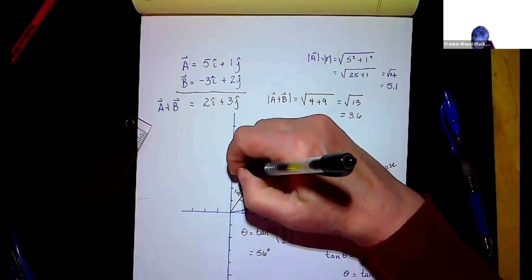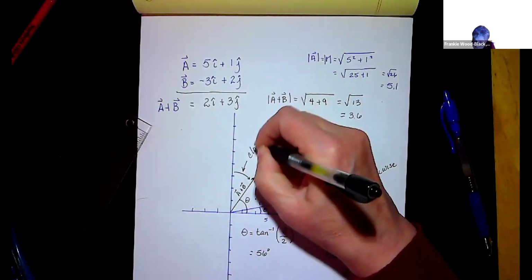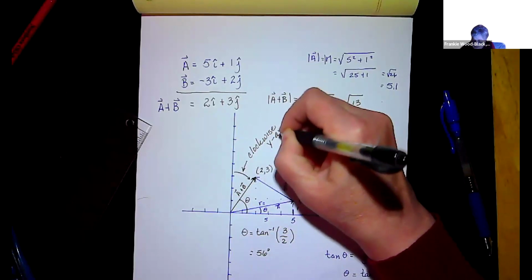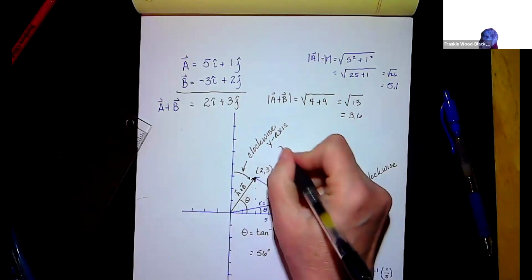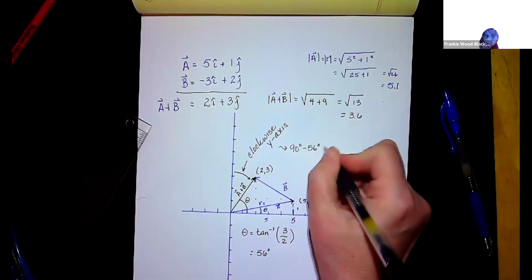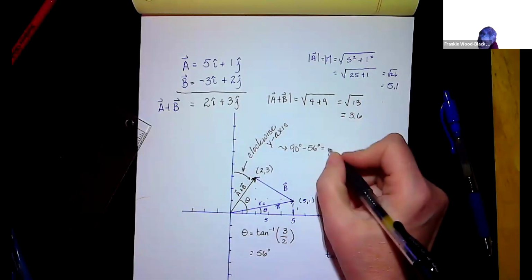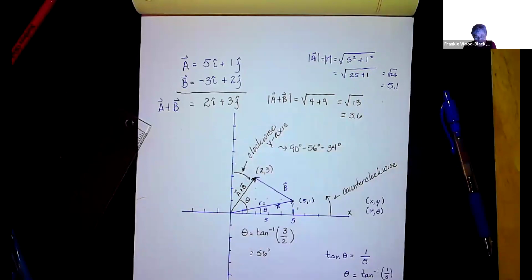But WebAssign might ask you, what's the angle clockwise from the y-axis? It might ask you that question. Well, if I did that, that's just going to be 90 degrees minus my 56 degrees. And so if I do that, it's going to be about 34 degrees. But that's where it's telling you the direction. So you may end up with problems that look like that.